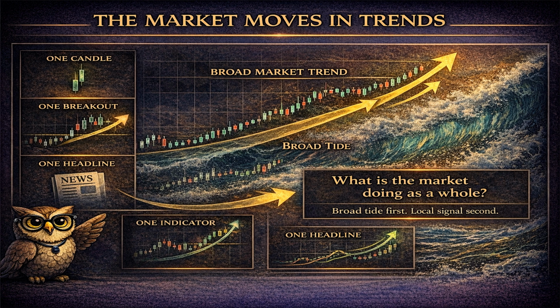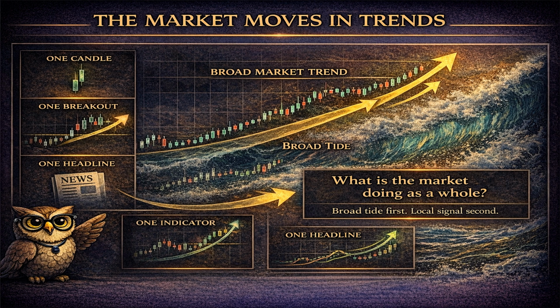At its foundation, Dow theory says something very simple. The market is not random noise. Price moves in trends, and those trends can be read through structure. That matters because most traders start from the wrong end. They start with one candle, one breakout, one news headline, one indicator cross. Dow theory starts somewhere more useful. It starts with the question, what is the market doing as a whole?